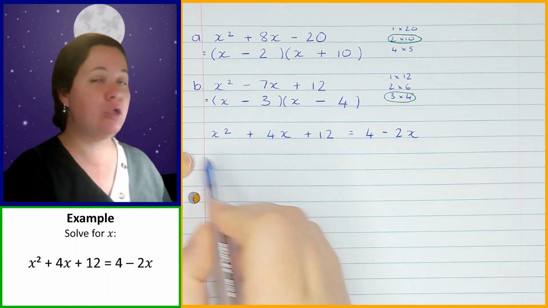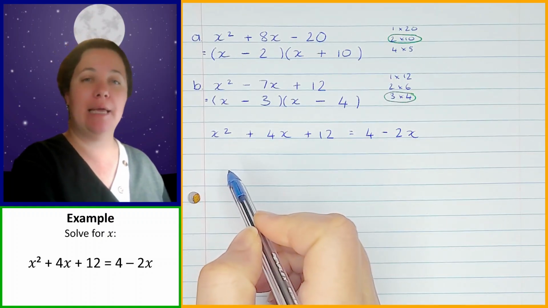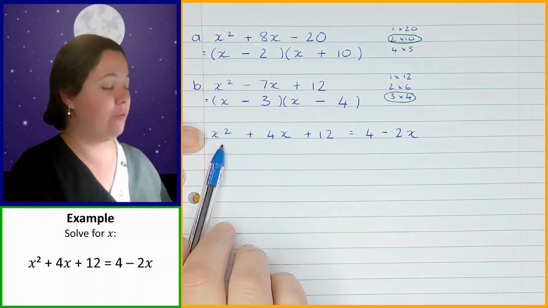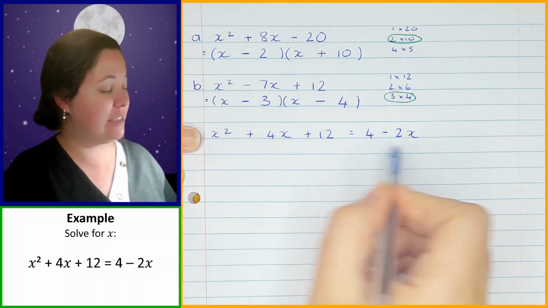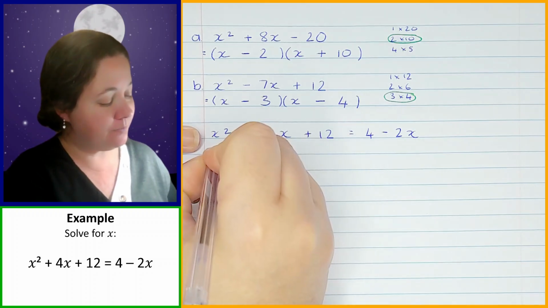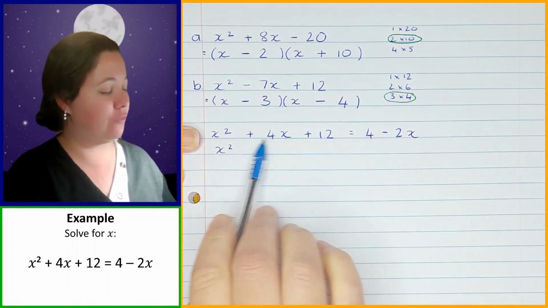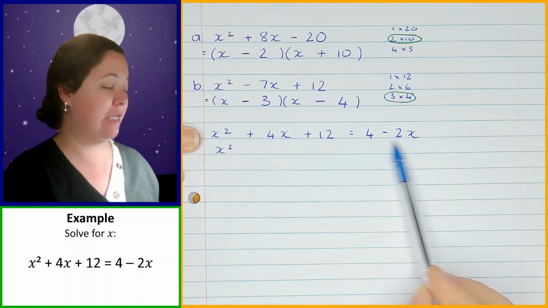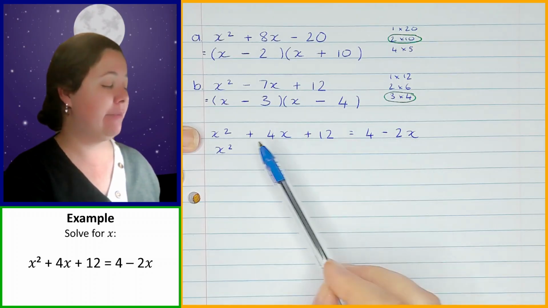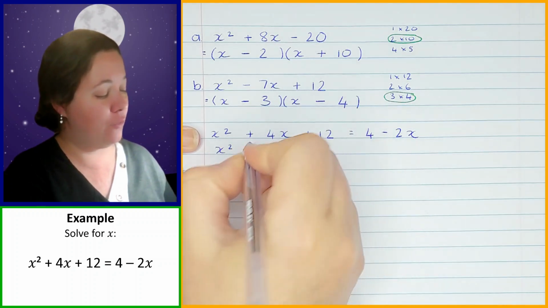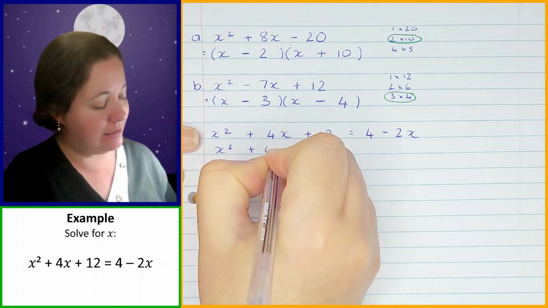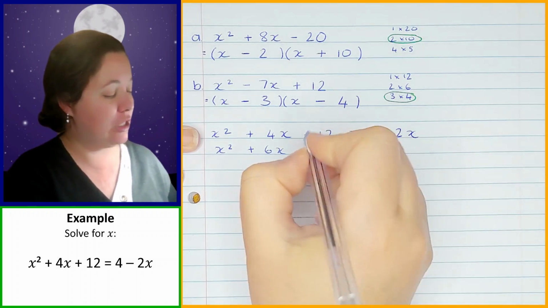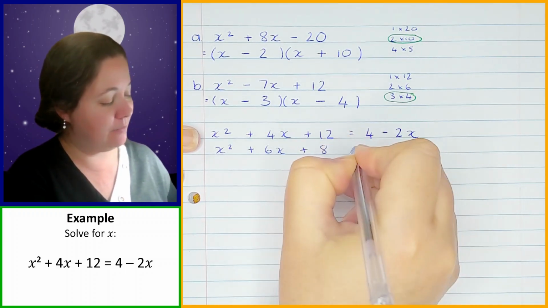So when I do it, I want to write it in the form x squared plus bx plus c. So I'm going to have my x squared term first. So x squared is going to stay as it is. It's not going to change. So that's x squared. Then I've got 4x over here. And on the other side, I've got minus 2x. So when I get rid of it on this side, I'm going to add 2x. That means I'm going to add 2x over here. So I'm going to have 4x plus 2x is plus 6x. And then plus 12, I'm going to subtract 4. That's going to be plus 8 equal to 0.